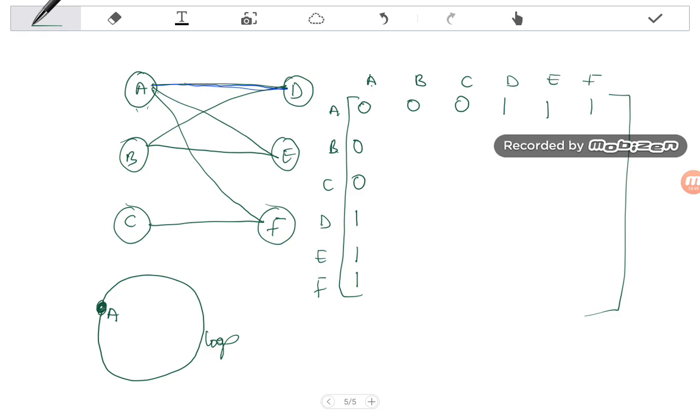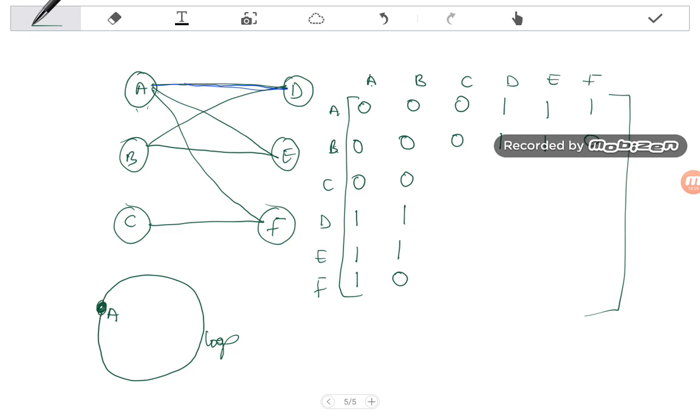Then we move on to node B. B to B, there is no loop, and so I'm going to have 0 here. B to C, there's no link between B and C, so I have 0. Therefore, C to B will also be 0. Then I have B to D, I have 1 over there. Therefore, D to B, I'll have 1 here. B to E, I have 1, so 1 will be here. Then B to F, there's no link between B and F, so I have 0 here, and therefore a 0 there.